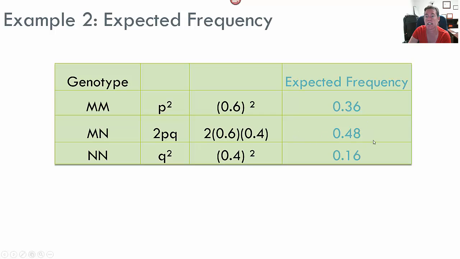So 0.48 equals the expected frequency of the heterozygote, and then NN, the homozygous recessive, equals Q squared. We said the frequency of N equals 0.4, so 0.4 times 0.4 equals 0.16. So notice that these frequencies all add up to 1. Okay, so these are now your expected frequencies.